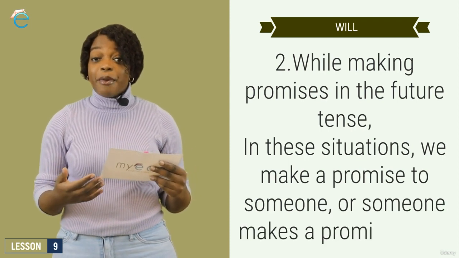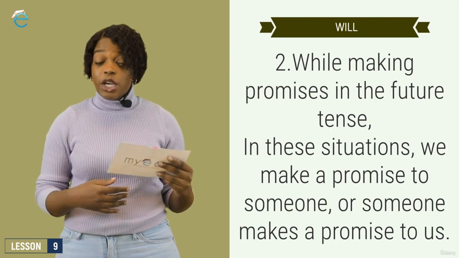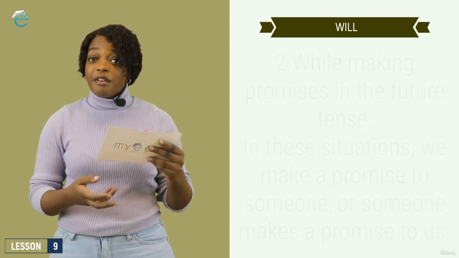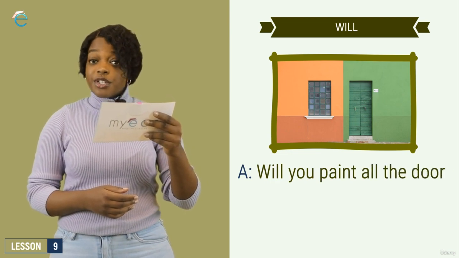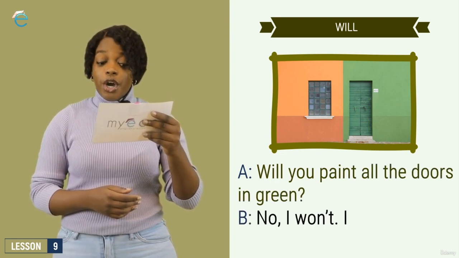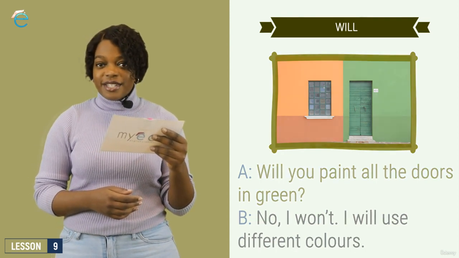Another situation where we use will is when we are making promises in the future. So if I make a promise to someone or someone makes a promise to me, we use will. For example, will you paint all the doors green? No, I won't. I will use different colors.